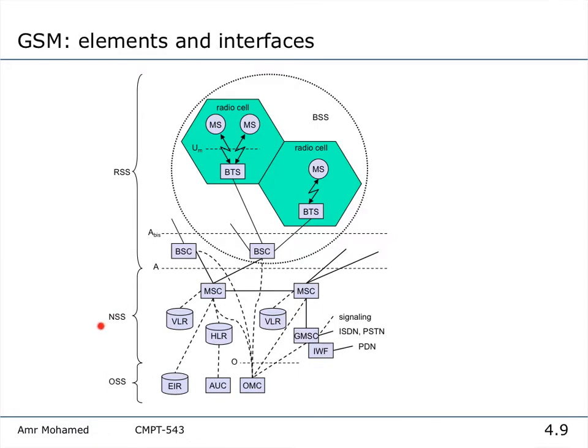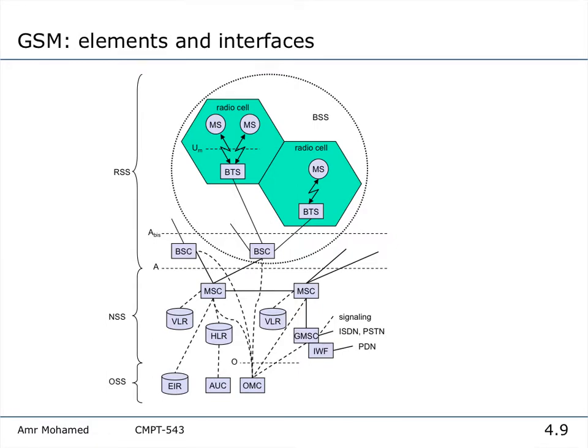But between the network subsystem and the operation subsystem, we have another type of interface called the O interface. And the O interface defines, again, another interface using a standard called X25. X25 is one of the common standards for interfaces when it comes to network management. So this X25 interface acts as the interface between the network subsystem and the operation subsystem.